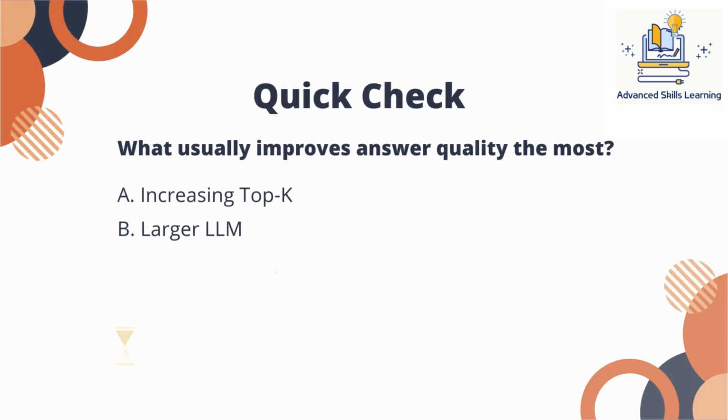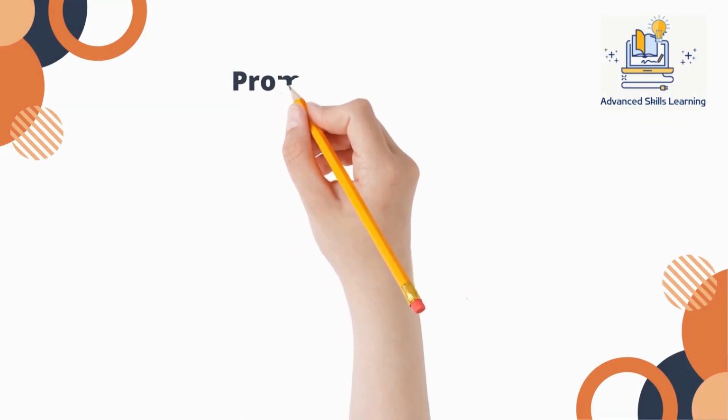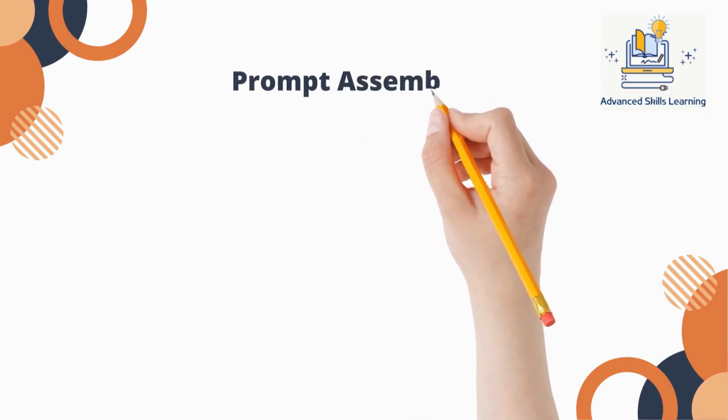Quick check, 2 seconds. What usually improves answer quality the most? A. Increasing top K. B. A larger LLM. C. Better retrieval precision. D. Longer prompts. Keep your guess. The answer is C. Better retrieval precision. High-quality context beats more context every time.